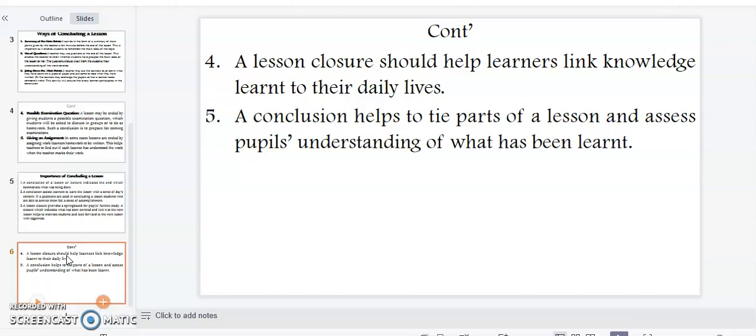So that marks the end of the lesson. In this lesson, I have covered ways of concluding a lesson, and the importance of giving the same conclusion.